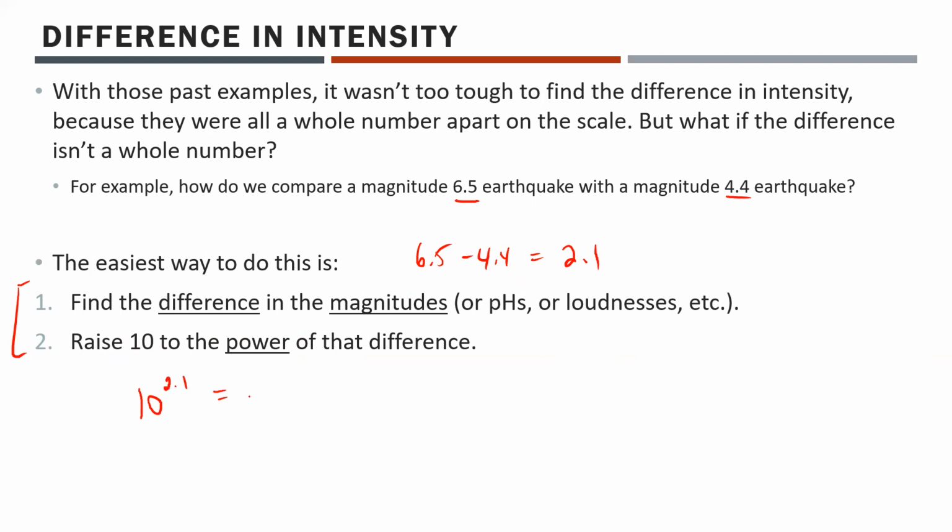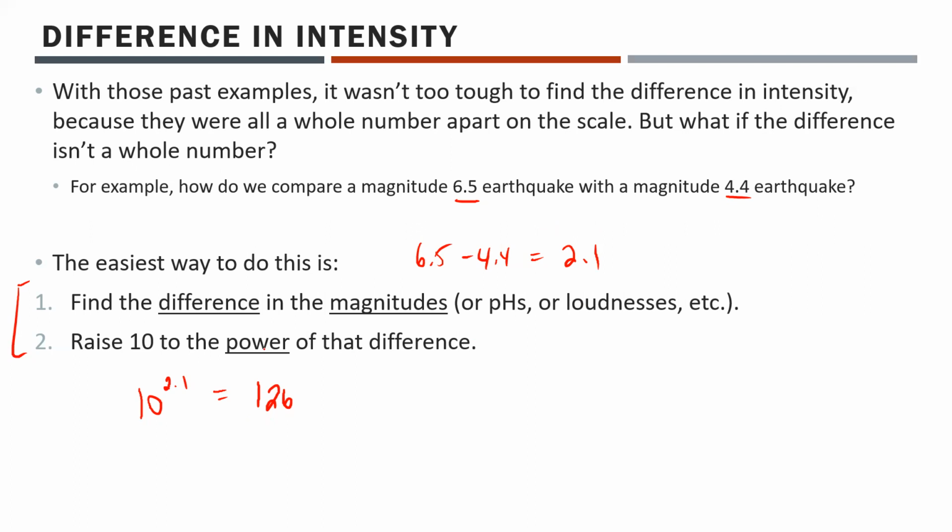Now, I don't know what that is off the top of my head. You're going to have to use a calculator for that. So 10 to the power of 2.1. I'm just going to round to the nearest whole number. It's about 126 times more intense. So we knew if it had a difference of 2, like 6.5 to 4.5, that's a difference of 2. Well, that would be 10 times 10, so 100 times different. 2.1 adds quite a bit more, right? So it's 126 times more intense. And that's how we deal with it, right?